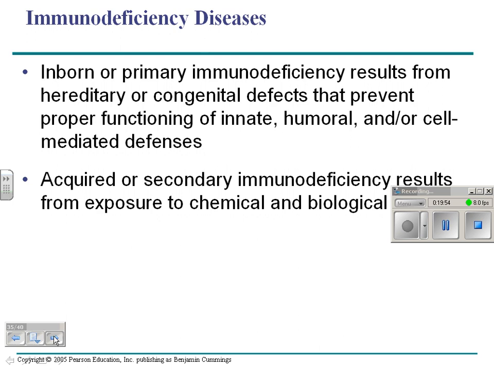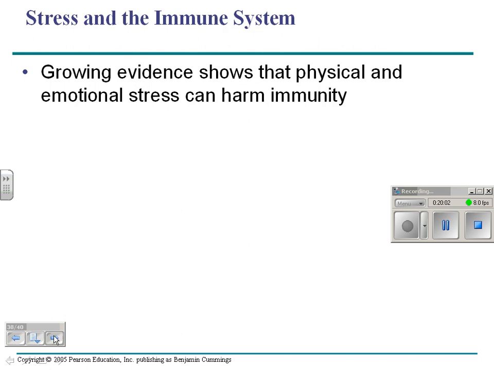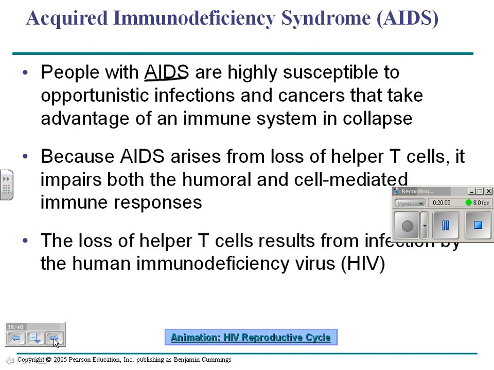Okay? Immunodeficiency means your immune system is not working. We're going to skip ahead to acquired immune deficiency disease, or AIDS. People with AIDS die of infections and cancers that take advantage of an immune system in collapse. What the AIDS virus does is attack helper T cells. And so the immunodeficiency virus attacks helper T cells, which disables the immune response.